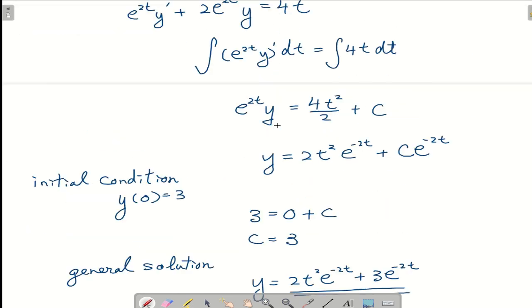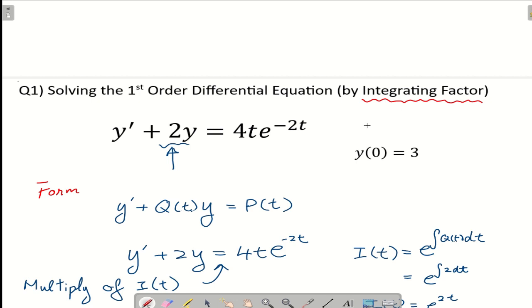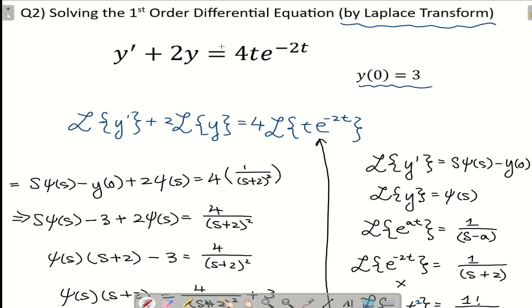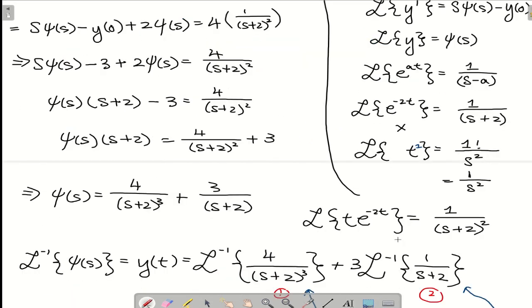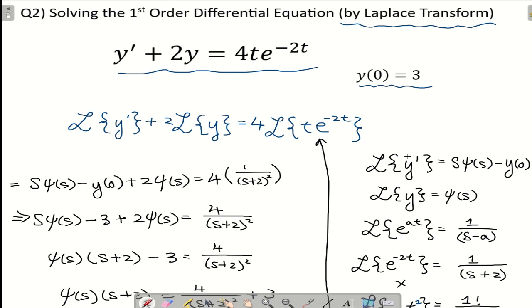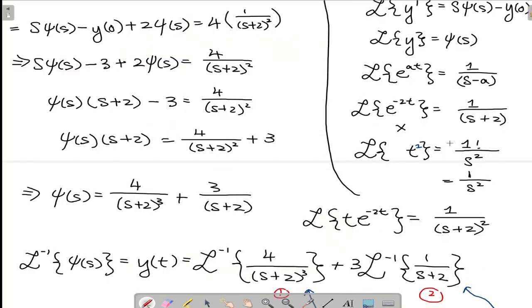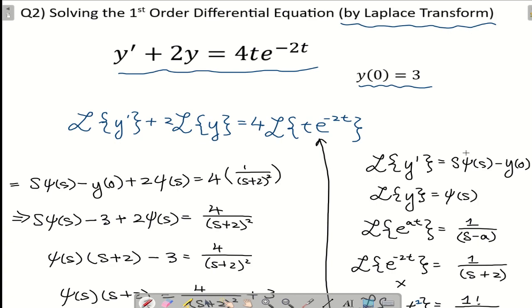So in the first section, we used the integrating factor to solve this first order differential equation. And in this question 2, we solve the same question, but this time we're using the Laplace transform. Which one is easier? It just depends. Sometimes this one is easier, and sometimes this one is easier. If you do it by the Laplace transform, you have to remember some equations of the Laplace transform. This makes the Laplace transform more difficult in general.